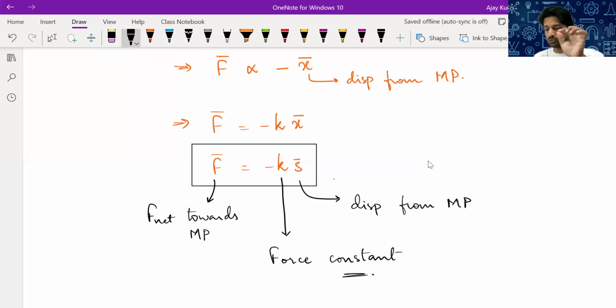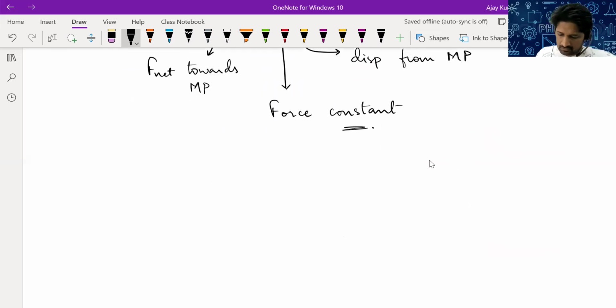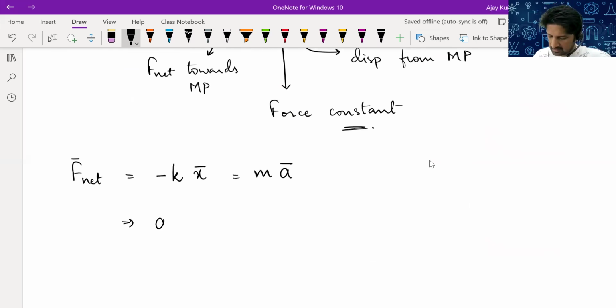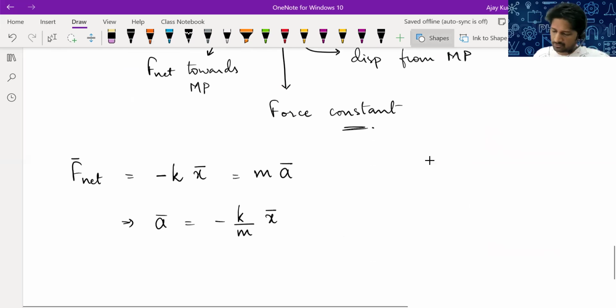So any system which obeys a relation like this, any system on which this kind of a force acts, will be executing simple harmonic motion. So this is the condition for SHM. Fine. So we have F net, the net restoring force, is equal to minus K X. Okay, for simplicity, I'm using the symbol X itself. And we know F net equal to ma. So let us equate this to ma. Therefore, you get acceleration is equal to minus K by m times X. You can call this also as the condition for SHM.